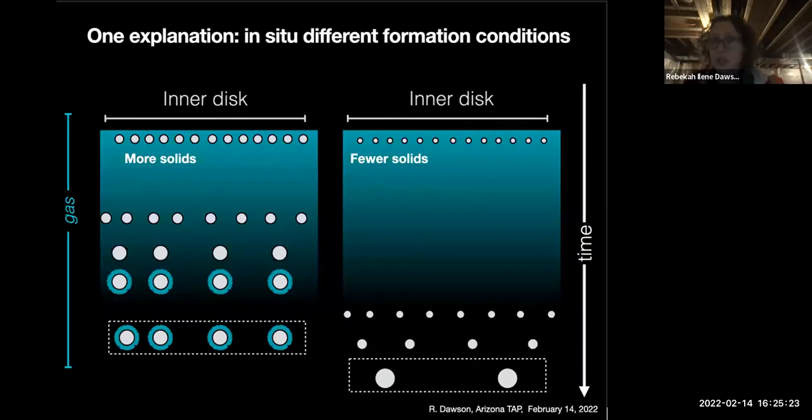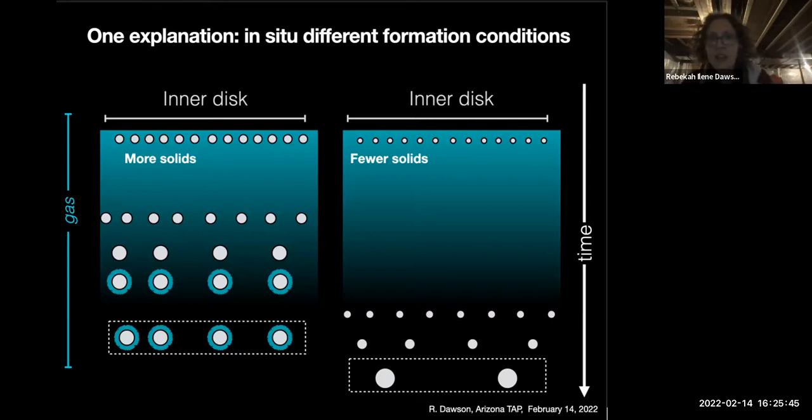One explanation for this is different in situ formation conditions. When we have more solids in the inner disk, we can grow the planets while there's still some gas around. They can overcome the gas damping, and this can lead to more compact systems that are more likely to have low mass gas envelopes and be puffier.